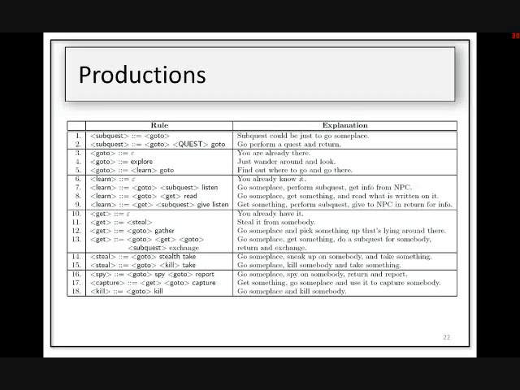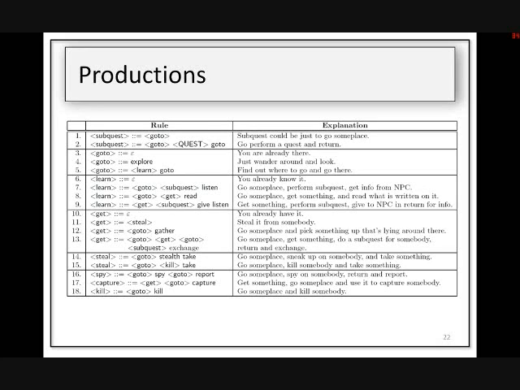The productions then are the ways you can combine these terminals and non-terminals. So for example, let's look at learn, the third group there. Learn could either be epsilon, if you already know the information, or a learn could be go someplace, perform a subquest, and get info from the NPC when you've done the quest. You listen. Or it could be a go someplace, get something, and read it. The information is written on that item. It could be a book, could be a scroll, could be a stone.